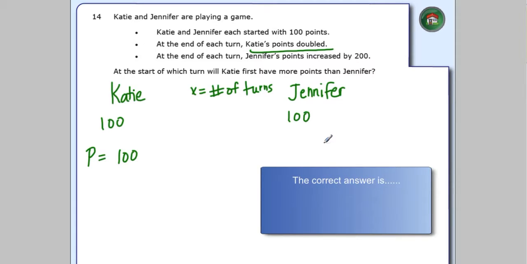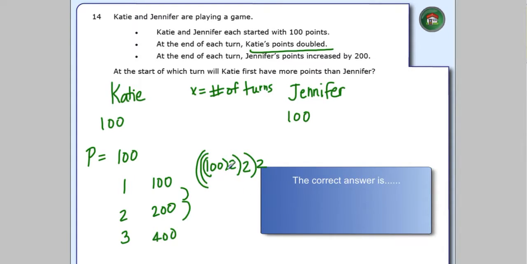And this is kind of like doubling. We did this when we did exponentials. At the end of the first turn, they started with 100 points, and at the end of one turn, she would have 100. But at the end of the second turn, she would have 200. At the end of the third turn, she would have 400 because they double each time. So really what's happening is you're doing 100 times 2, and then you're taking that answer times 2, taking that answer times 2. So what that mathematically ends up being is 100 times 2 raised to whatever turn you're on.